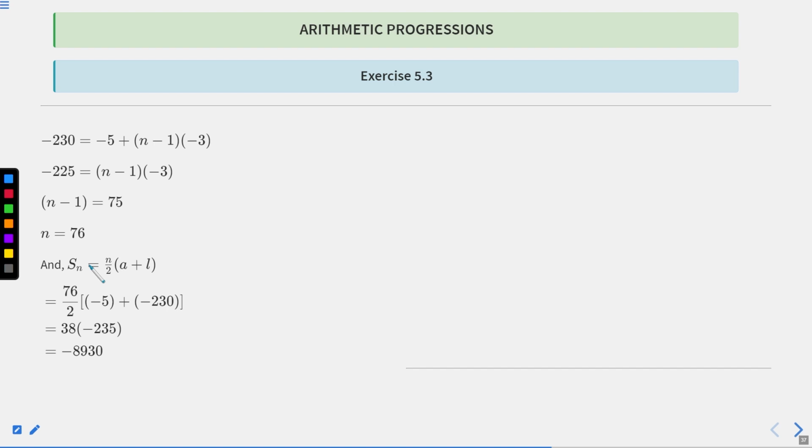So the number of terms of this AP is equal to 76, and the sum of first n terms of an AP is Sn equal to n by 2 times A plus L. We know that. So now if we put these values of n, A and L, then we get Sn is equal to 76 by 2 times minus 5 plus minus 230, and this is equal to 38 times minus 235, and this is equal to minus 8930.